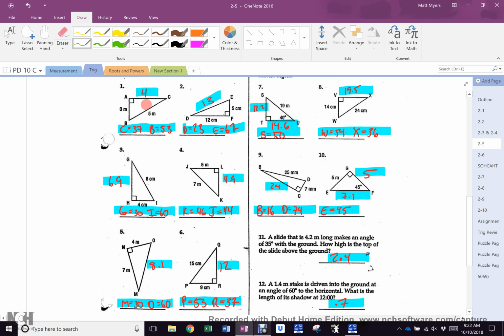What number is that? Is it a 4? Yeah. It's 44 and 46. Okay.